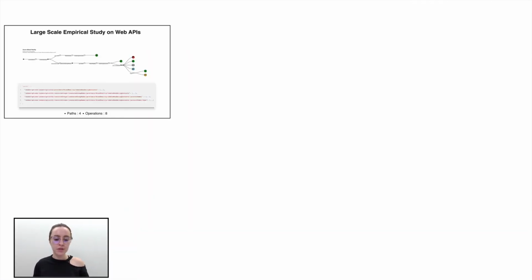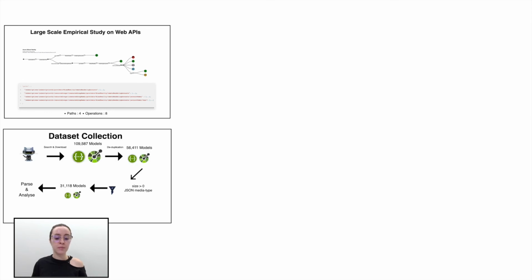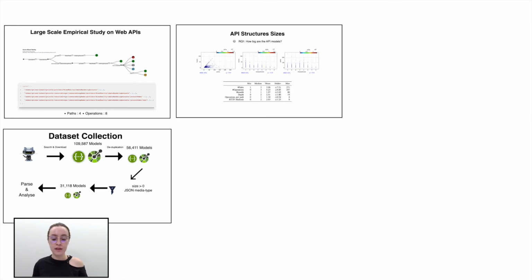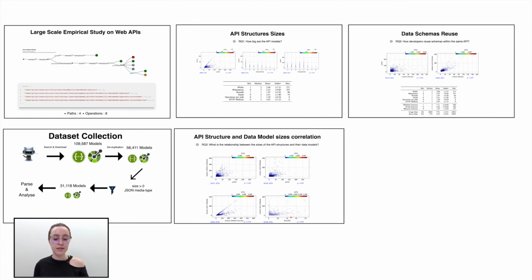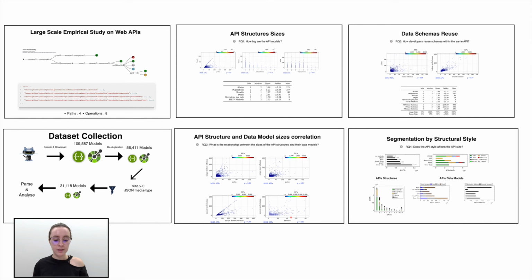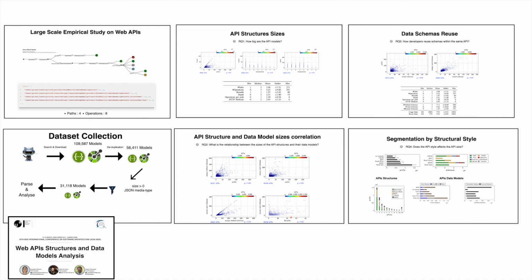And finally, to conclude, I would like to recapitulate the main points of this presentation. First, I put you in the context of the work, then I showed you the amount of data we analyzed to get answers about the API sizes, the correlations between the API structures and the data model sizes, about how much schemas are reused in the API's data models, and finally, if the size of the structures and the data models has something to do with the structural style of the API.